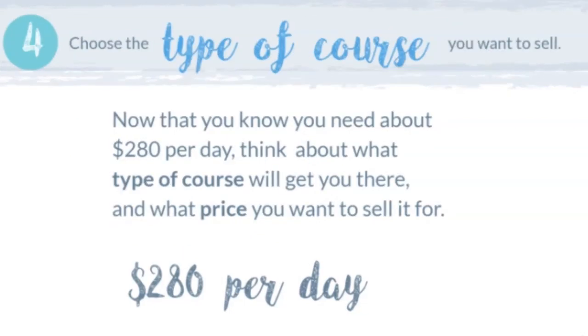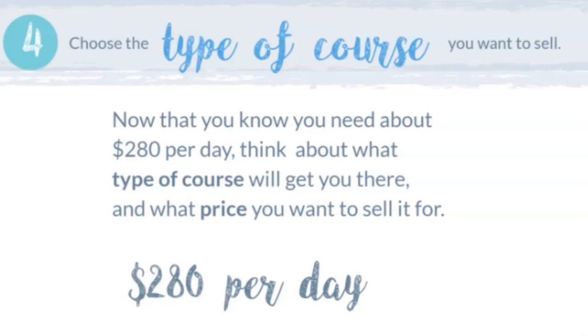Now, based on your gut feeling, choose a type of course or training that you want to sell, now that you know you need $280 per day. Think about what kind of course will get you there and what price you want to sell it for. So take your daily revenue goal and divide it by your product price. This is how many you need to sell.